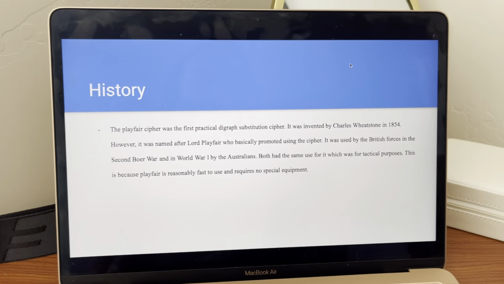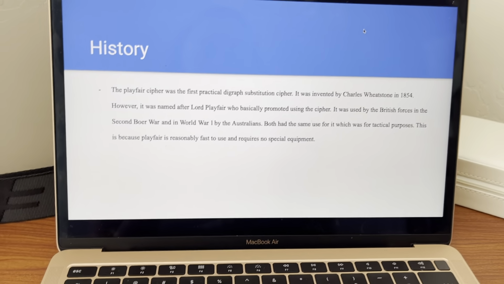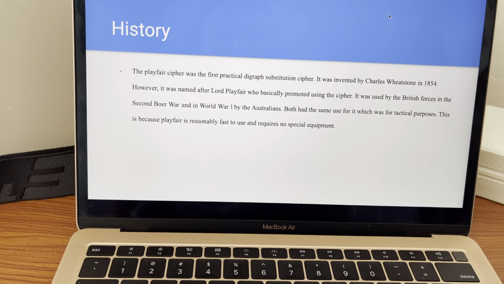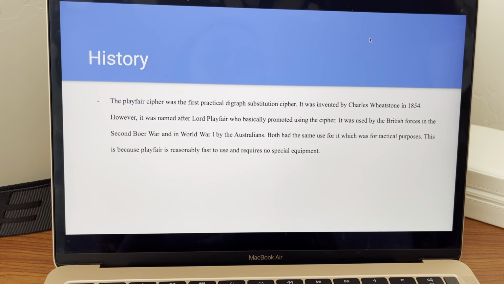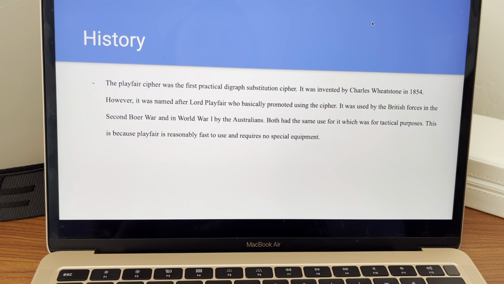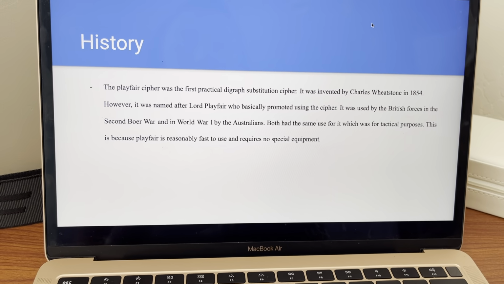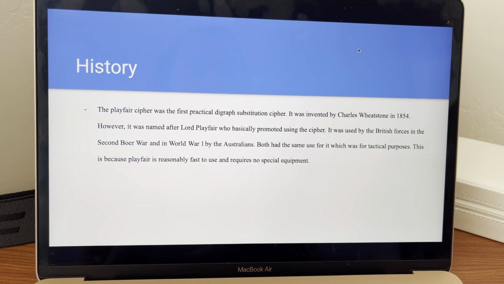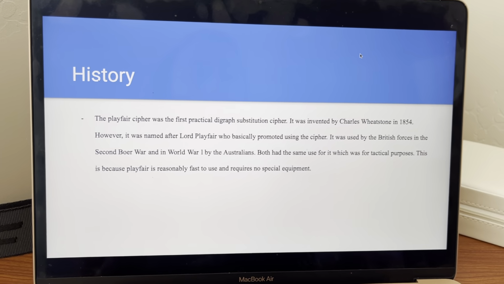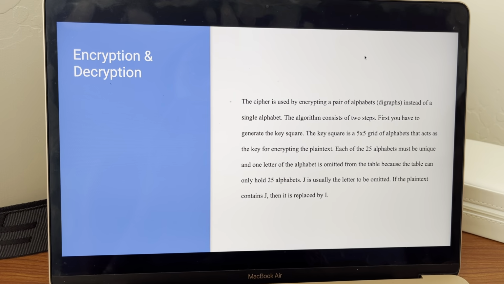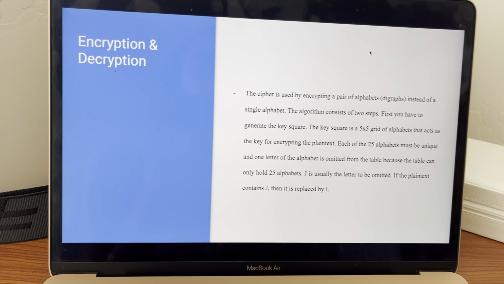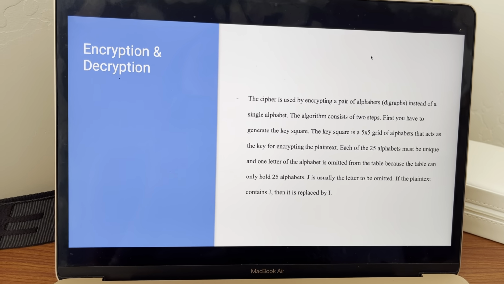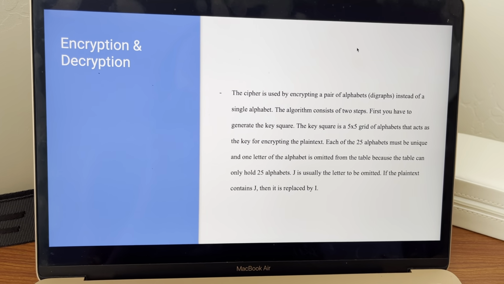the cipher. So it was used by the British and the Australians, both in different wars, but both used it for the same purpose, which was just for tactical purposes. And it's because this cipher specifically is reasonably fast to use and doesn't require any special equipment. So basically, to use the cipher, you encrypt a pair of alphabets or letters instead of just a single alphabet.